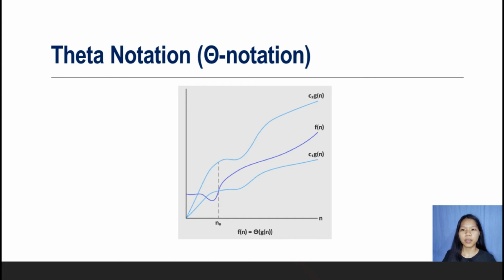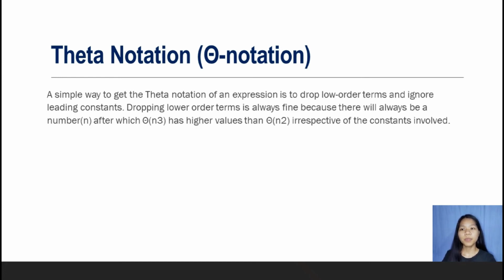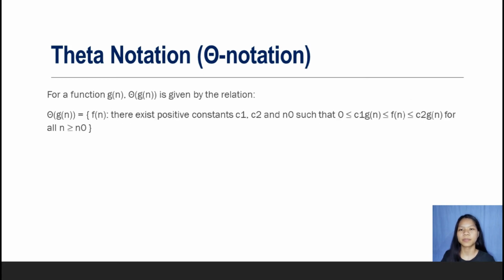Theta bounds the function within constant factors. A simple way to get the theta notation of an expression is to drop low order terms and ignore leading constants. Dropping lower order terms is always fine because there will always be a number n after which theta of n^3 has higher values than theta of n^2, irrespective of the constants involved.